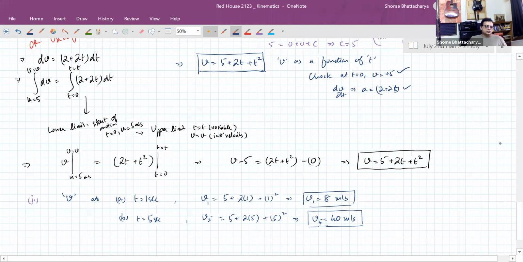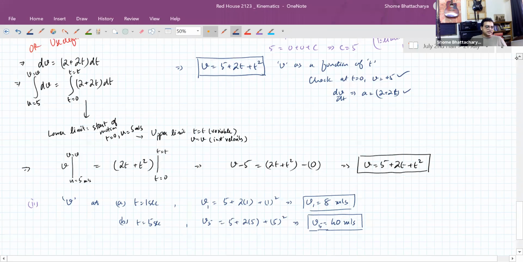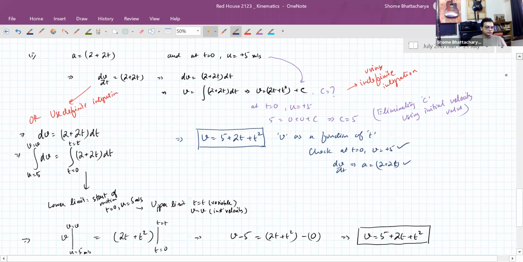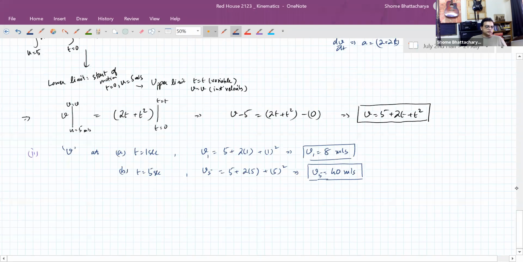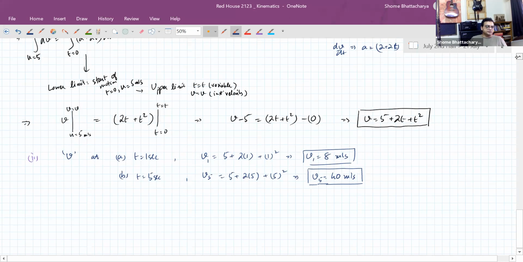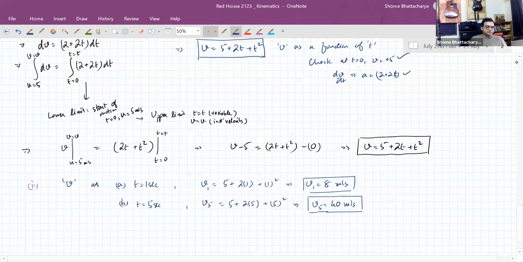So that's done. Next thing is we want to find displacement in a certain time interval from 1 to 5 seconds. So for that we have to go back to the fundamental relationship between instantaneous velocity and displacement.